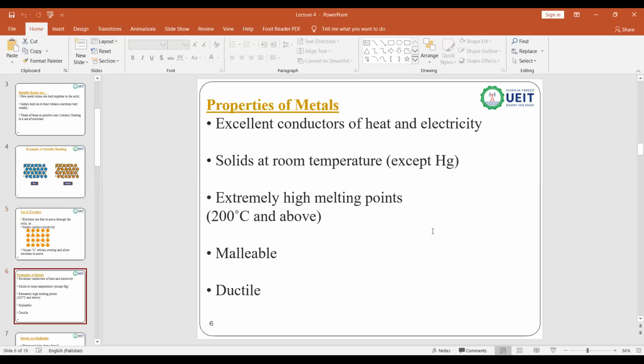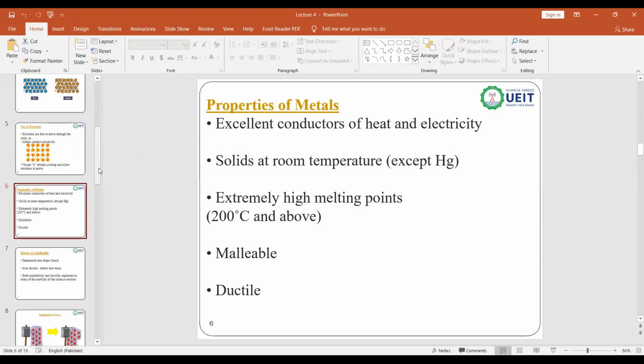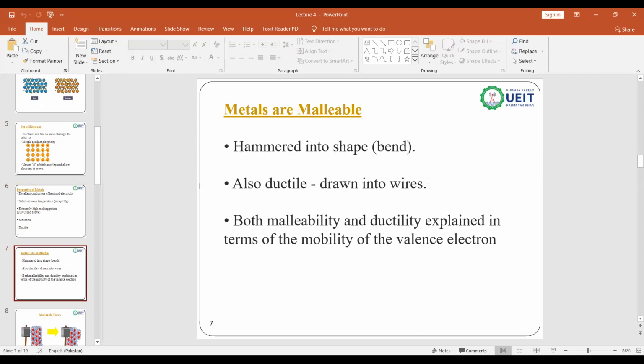Properties of the metal. Metals are excellent conductors of heat and electricity. They are solids at room temperature, except Hg, mercury. They have extremely high melting and boiling points, and they are malleable. They are also ductile. You can make sheets or wires. There are many properties you can see in the literature as well.